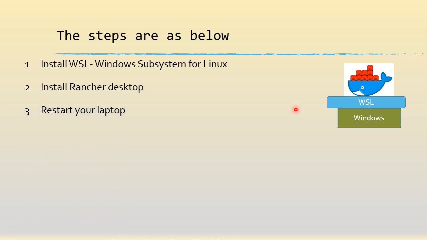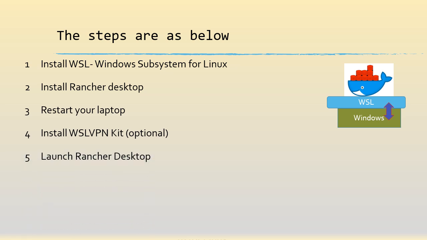So once you have installed Rancher Desktop, you're going to restart your laptop and then install something known as WSL VPNKit. Now this is optional. Why we require this is that sometimes if you're using a corporate VPN, the communication between the WSL and the Windows gets blocked. So to avoid that, you're going to use the WSL VPNKit. We're going to show you how to install that and use that as well.